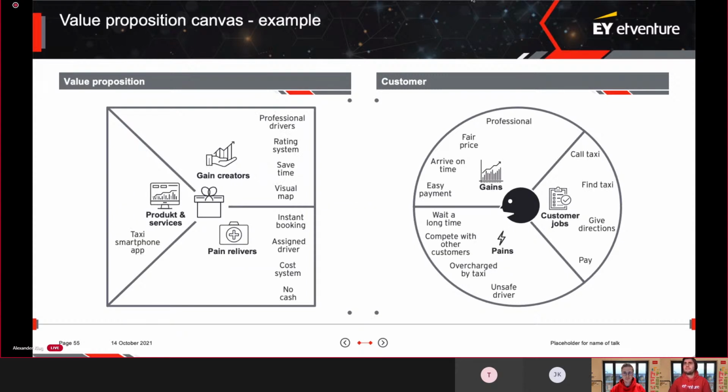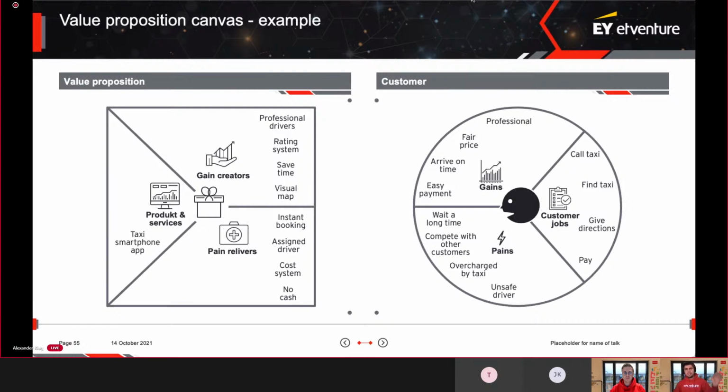And here is an example: this is the taxi smartphone app, like Uber. The pain relievers are instant booking, an assigned driver, a cost system, and no cash. It also has some gain creators, because you can choose between professional and semi-professional drivers. You have a rating system, you save time, and you have a visual map where you see where your driver is coming along.